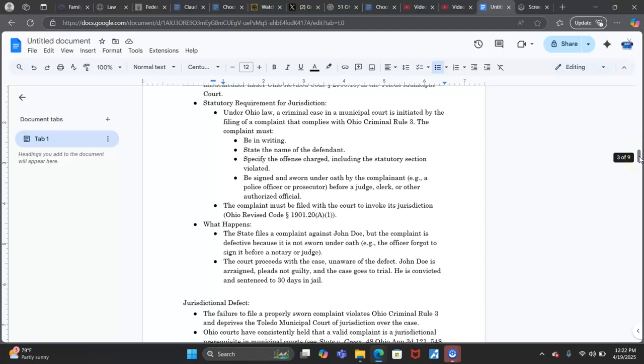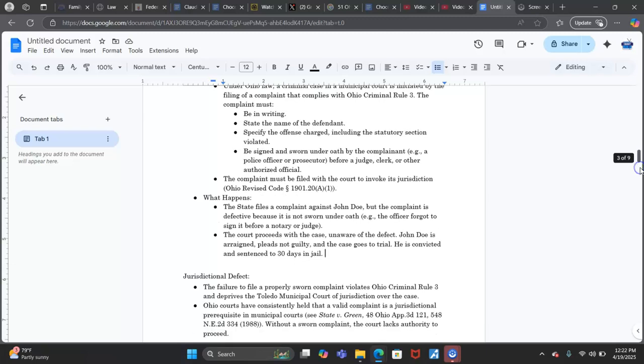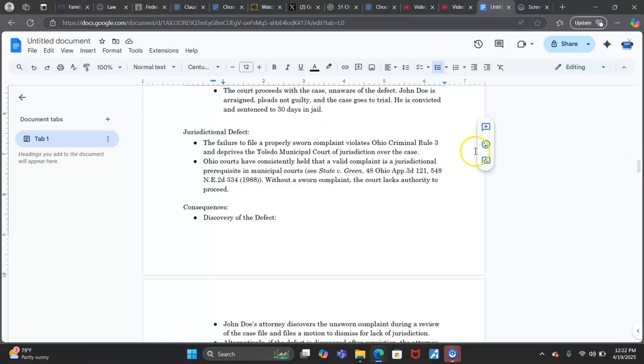His remedy: because this so-called court issued a judgment in a manner that is inconsistent with due process, it violated due process. His remedy is a motion to vacate. That's one of them. That's what I would file. But anyway, jurisdictional defect. The failure to file a properly sworn complaint violates Ohio Criminal Rule 3 and deprives the Toledo Municipal Court of jurisdiction over the case.